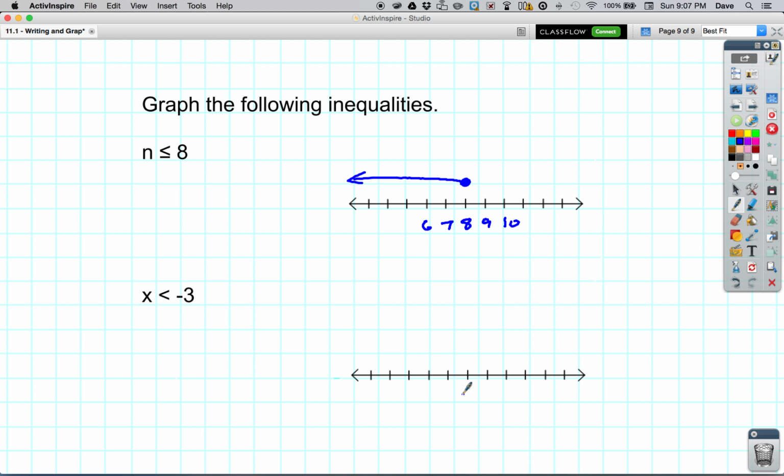As opposed to this one, negative 3. And don't forget, on the negative side of the number line, the numbers kind of go quote-unquote backwards. So it should look like this. I want my graph to start at negative 3, but do I include negative 3 in the graph? No, there's no equal sign here. X is not equal to negative 3, which means I'm going to start at negative 3 but not include it by putting an open dot. But it is everything less than negative 3. So I'm going to go arrow to the side, less than negative 3. All right, so that's a little bit about writing and graphing inequalities.